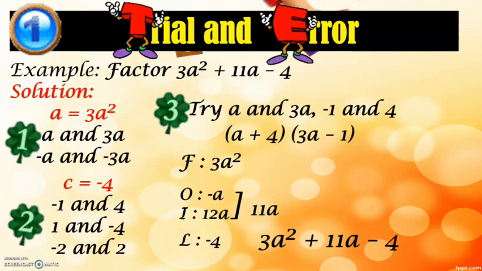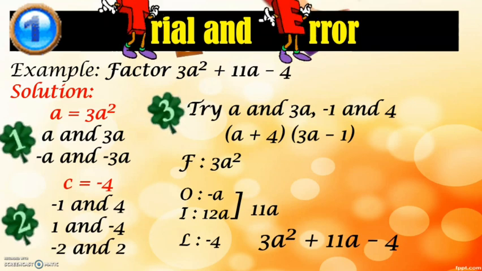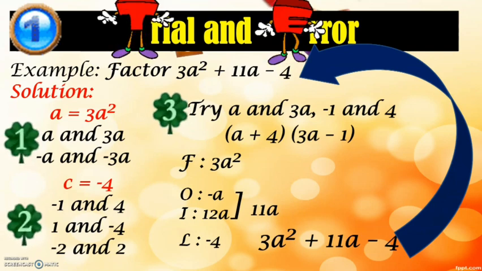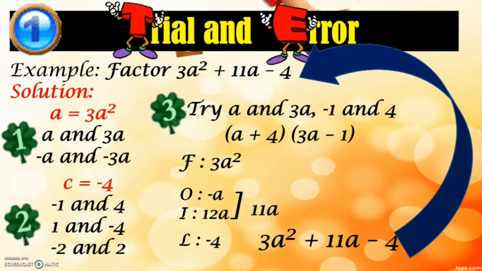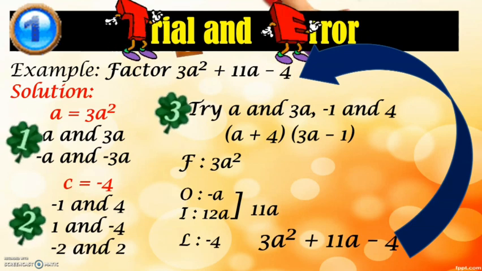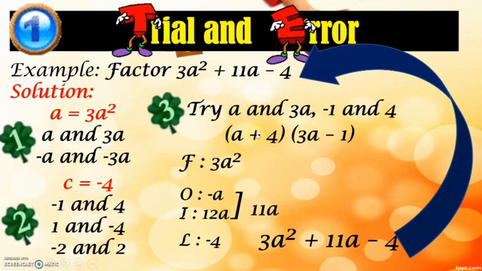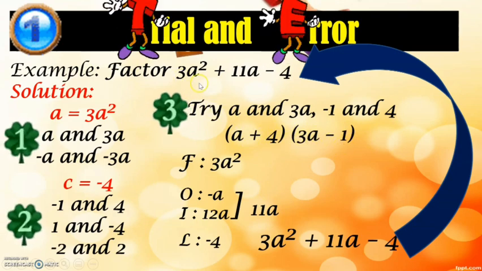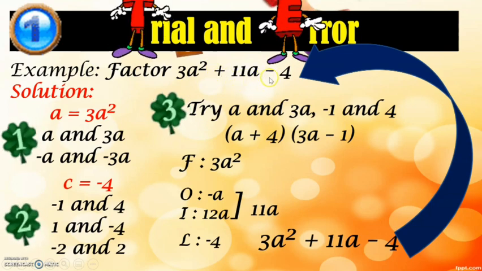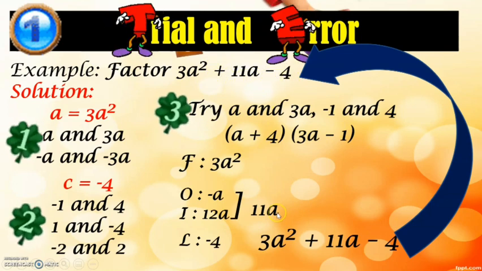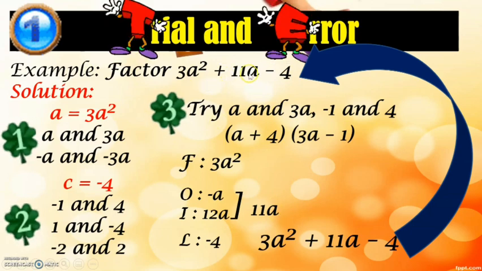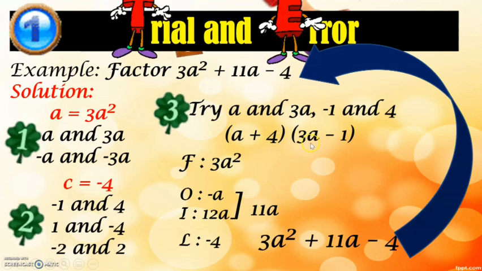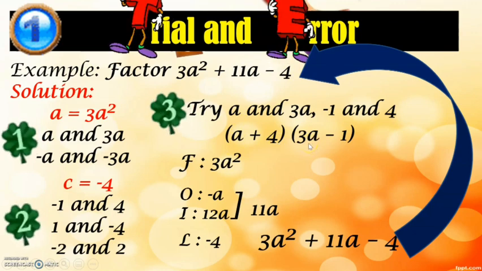Observe that after multiplying our binomials, we return to the original trinomial, or the given trinomial. So what does this mean? This means that a plus 4 multiplied by 3a minus 1 are the factors of 3a squared plus 11a minus 4. Again, what are the factors of 3a squared plus 11a minus 4? It's a plus 4 multiplied by 3a minus 1.